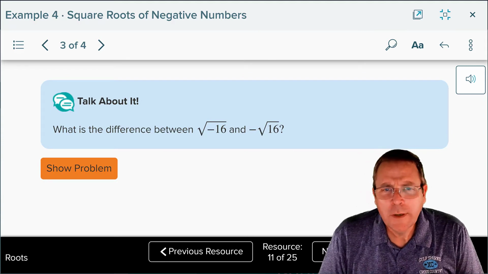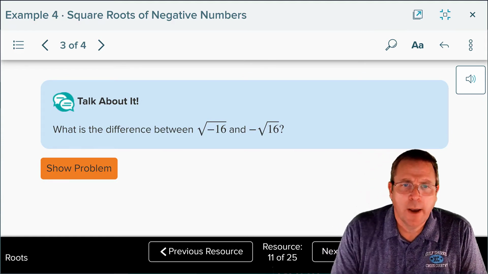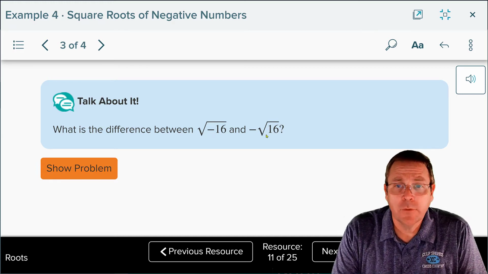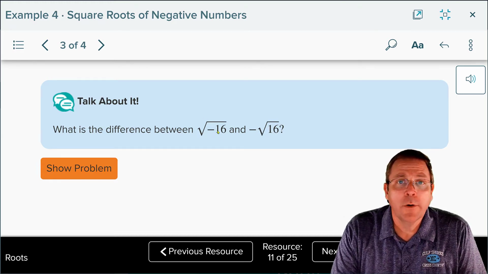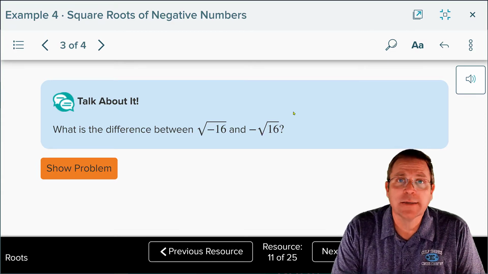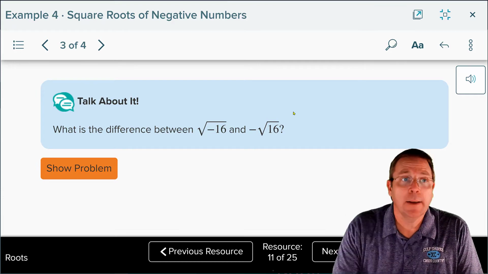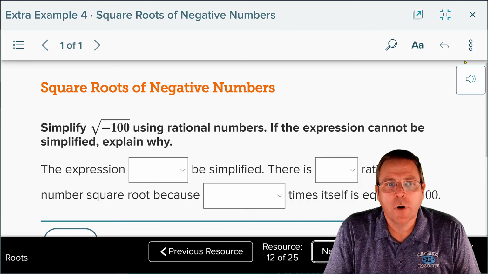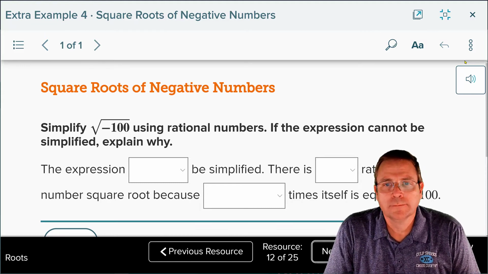Now, what would be the difference in these two problems then? You've got the square root of negative 16, and you have the negative square root of 16. The one on the left is an imaginary number. The one on the right is negative 4. Because the negative sign is outside the radical, you can work that one. All right, your turn. Pause the video, work the problem.